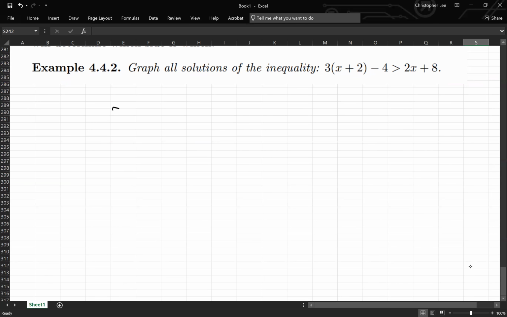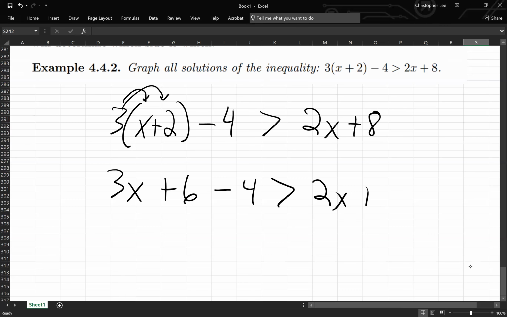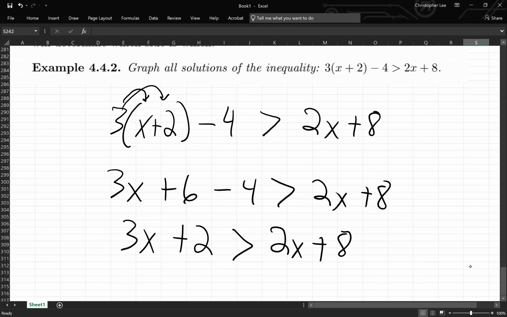Okay, so I have 3 times X plus 2, I'm just copying it, minus 4 is greater than 2X plus 8. Long story short, I want all my X's on one side, all my numbers on the other. So distribute this first. This is 3X plus 6 minus 4 greater than 2X plus 8. Combine like terms: 3X plus 2 greater than 2X plus 8.